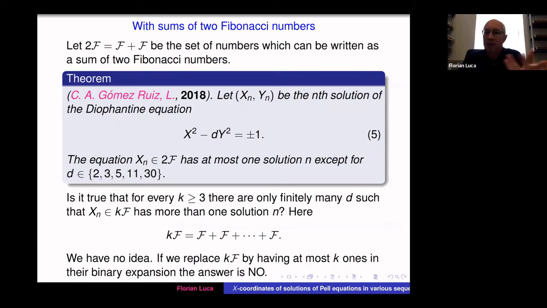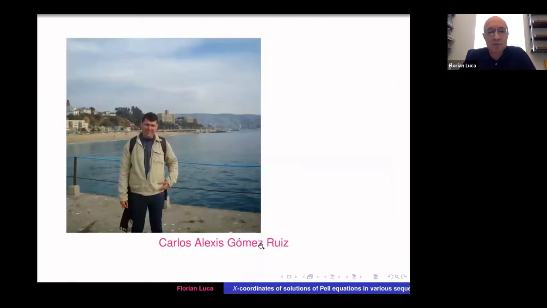So for example, I can cook up Pell equations with the property that the third solution and the fifth solution and the seventh solution all have at most 100 bits when I write them in base 2. So they have at most 100 ones and they have a bunch of zeros. So if it doesn't work for powers of 2, maybe it works for Fibonacci numbers, but we don't know.